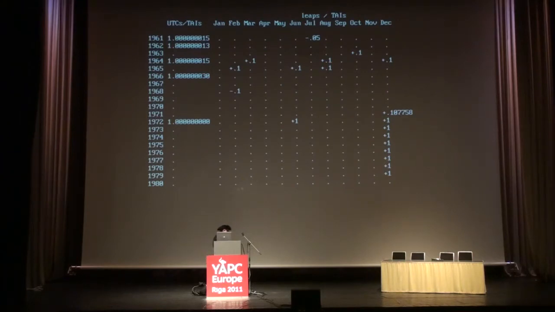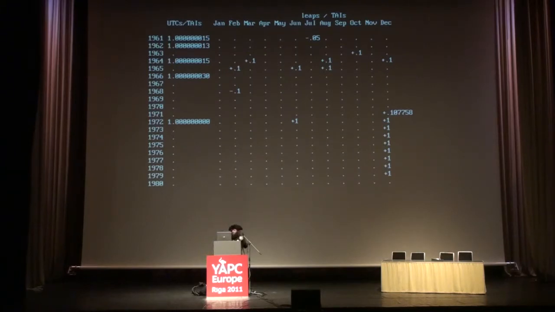In 1967, they decided to run a name for this service. They called it Coordinated Universal Time. They considered it to be a form of universal time because it very closely tracks universal time. And they call it coordinated because it coordinates the days of universal time with the seconds of atomic time.